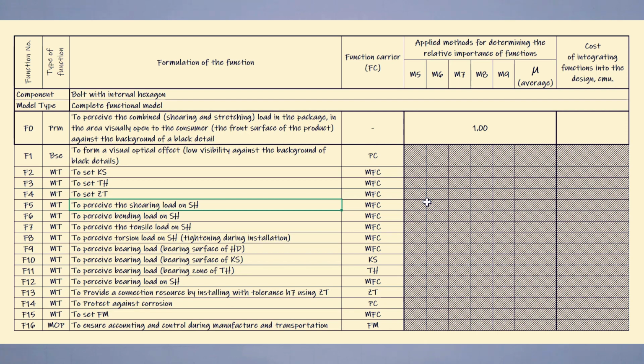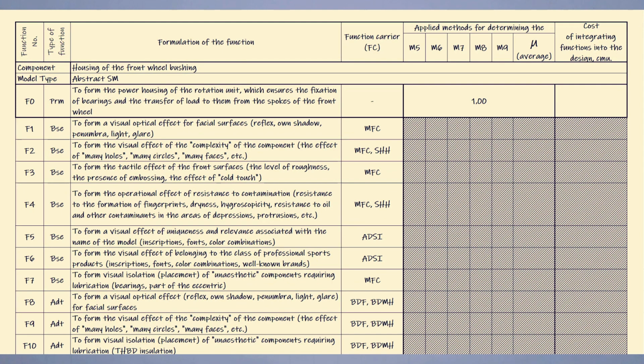Let's consider a similar function, to perceive bearing, in which the head of the volumetric carriers of the function can perceive bearing load at the point of force transfer to it and at the point of contact with the package. For example, ball head, so in this case a function formulated with the comment "to perceive bearing load" with comment bearing surface of HD, etc.